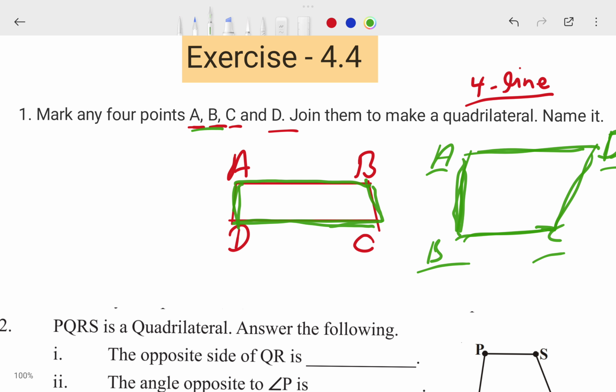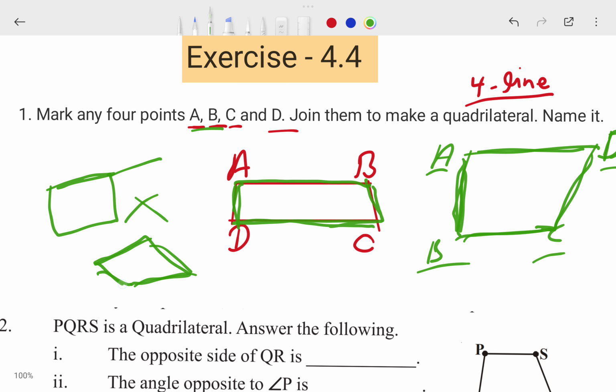Just take the 4 lines and join them in any direction and make the angles. I'm telling you to join the 4 lines, so don't do it like this. This is 3 and this is 4, so this is not a quadrilateral. A quadrilateral always has to be closed, like that. You can make it like this one, or this, or this. In this direction also you can make it. This is also a quadrilateral, because this is one line, this is another line, this is another line, and this is another, so there are 4 lines.